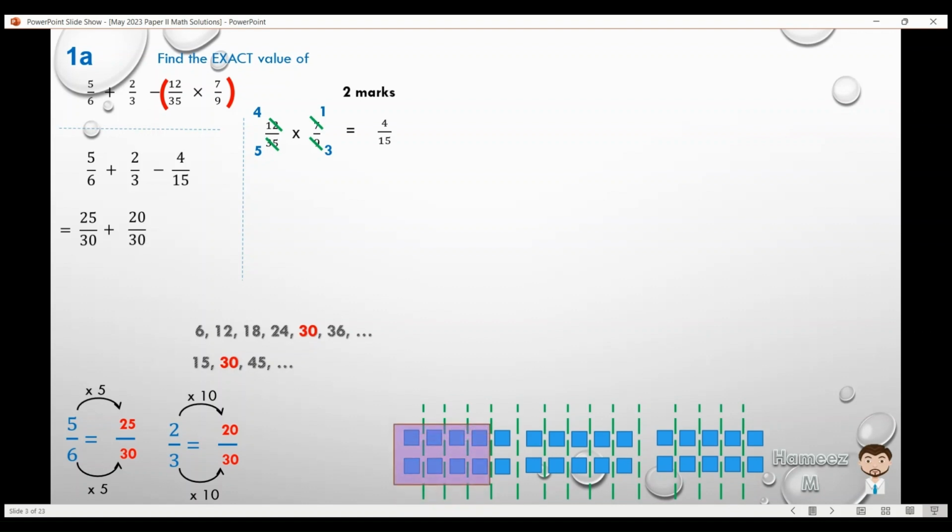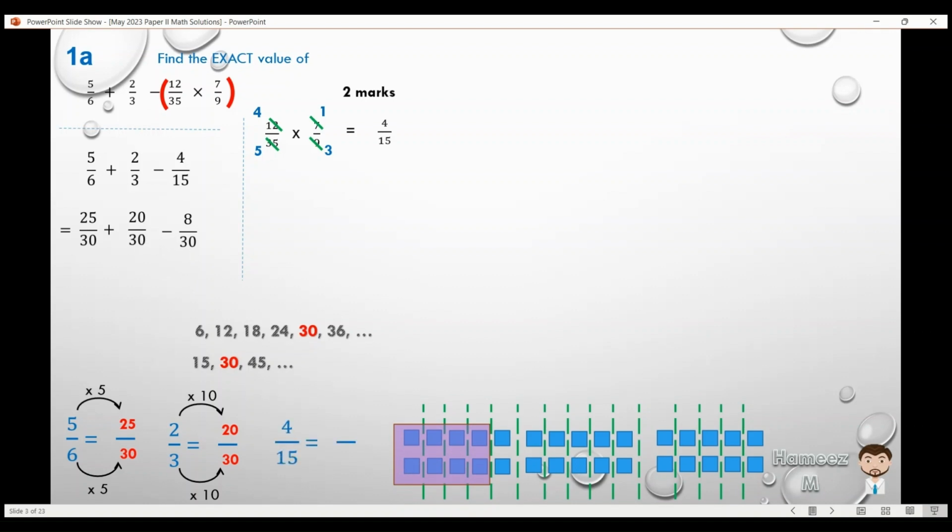So we have 4/15, so it'll be this first set here, right? Which will be 8 blocks out of 30. So you see, we've always selected out of 30, that is our common denominator. So now we could solve 25 plus 20 minus 8. You can say 20 minus 8 is 12, 25 plus 12 is 37, right?